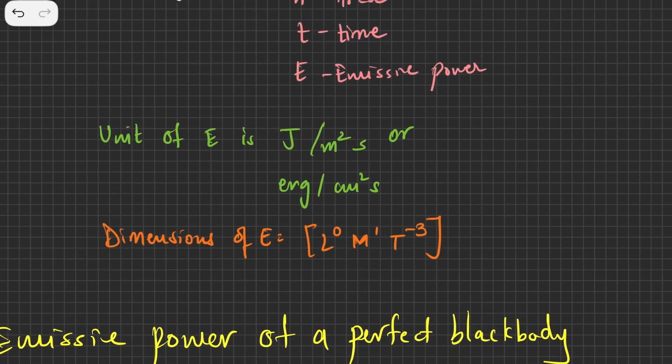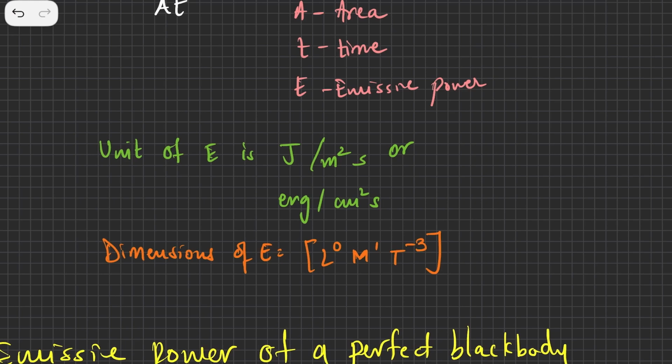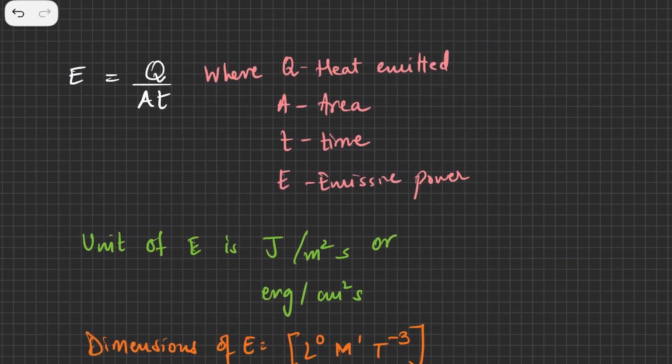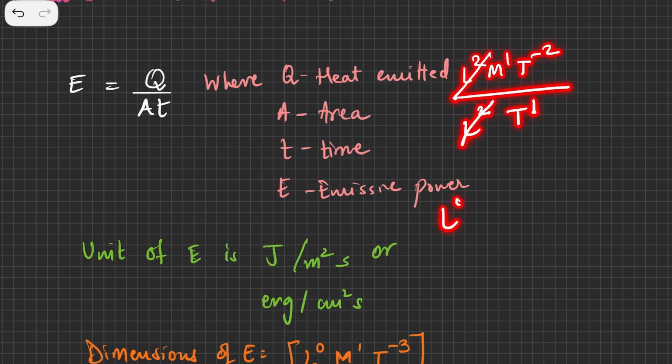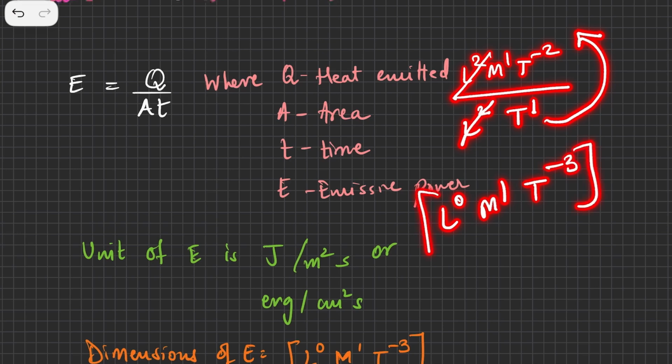Then comes the dimensions part. Energy has a dimension of L2 M1 T minus 2, divided by area, which is L2, and time, which is T1. If you work it out, L2 and L2 get cancelled, you get L0 M1, and T goes up, becoming minus 1, so that will be T minus 3. So T minus 3 will be the dimension for emissive power.